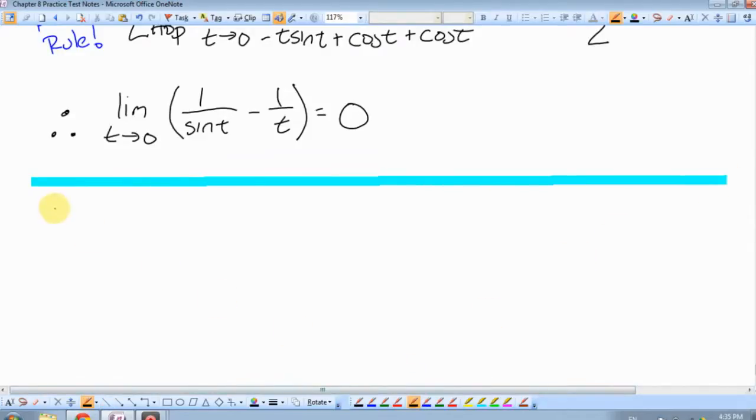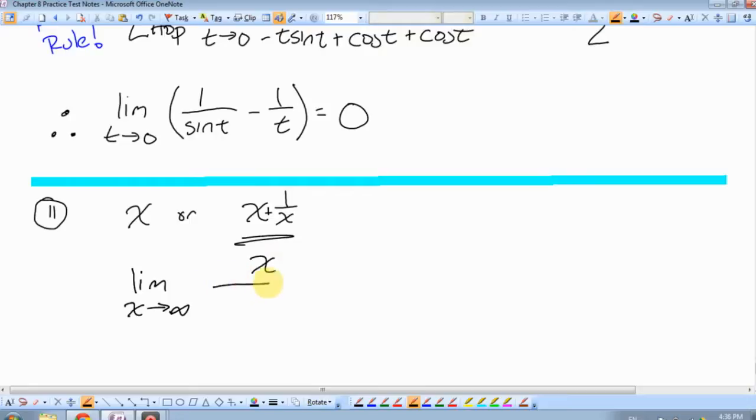Let's take a look at which one goes faster. Question 11: x or x plus 1 over x. Which one do you think grows faster? The limit of x over x plus 1 over x.